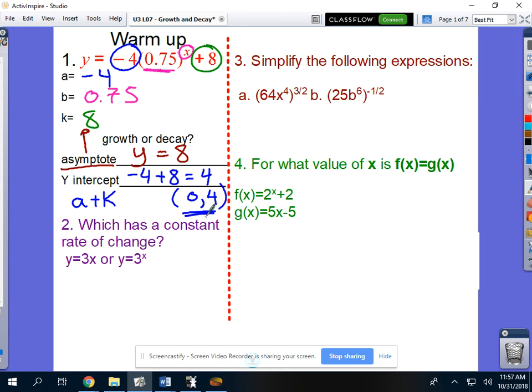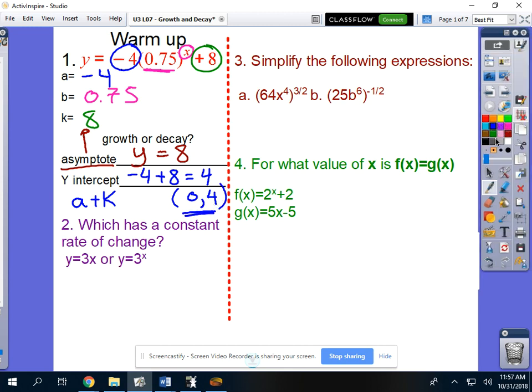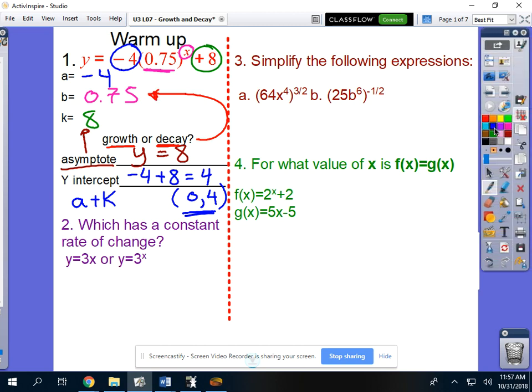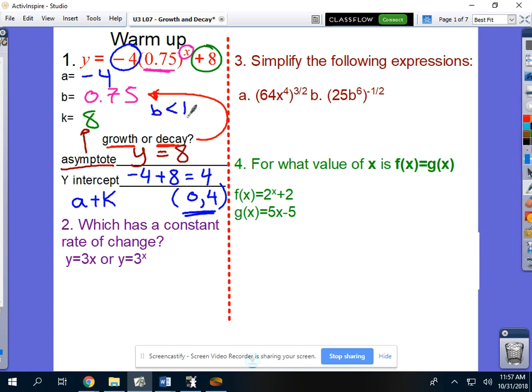There's your y-intercept. I skipped the growth or decay, so let's go back to it. Looking at this function, is it growth or is it decay? Hopefully you remember that this all depends on the B value. Since your B value is less than 1, that makes it a decay function.